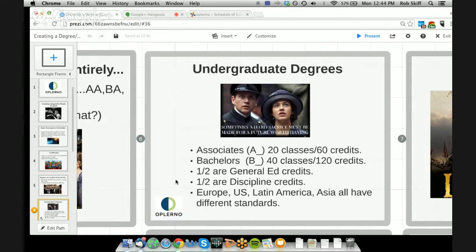But it's really important to remember that Europe, Latin America, and Asia all have different standards in terms of their recognition of what an associate's and a bachelor's are. Sometimes there are more credits in one particular area or more classes to get a particular degree. Sometimes they even name their degrees slightly differently. But Oplerno is going to be granting, to start with, undergraduate degrees within the U.S. system. So it will be associate's and bachelor's.